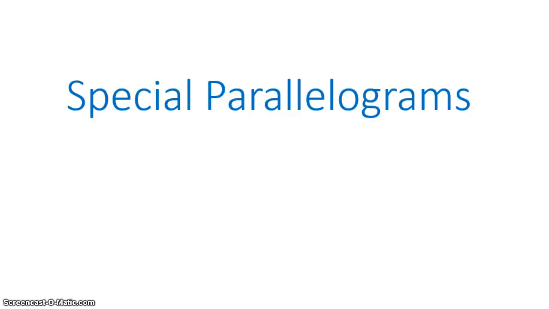All right, we're going to continue our discussion about our parallelograms. Let's review what we already know about parallelograms. We know that opposite sides are congruent and parallel to each other. We know that the opposite angles are congruent to each other. And we know that the consecutive angles are supplementary. And then the last thing about our parallelograms is that the diagonals bisect each other.